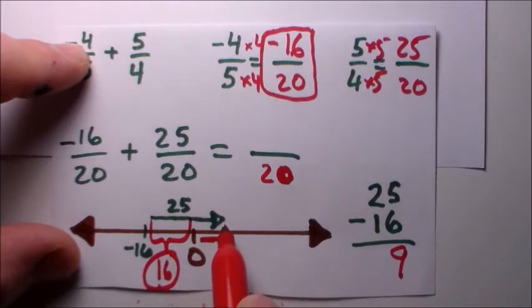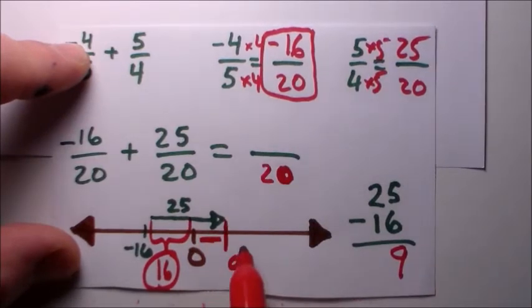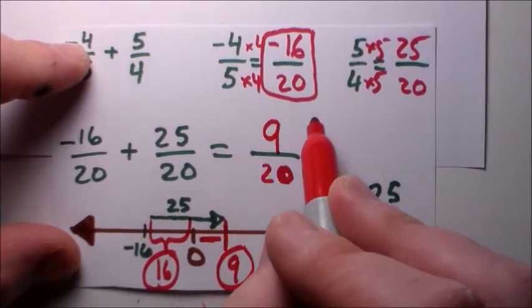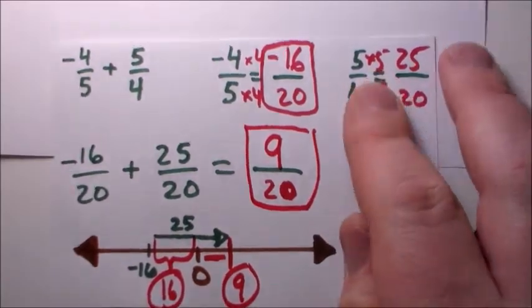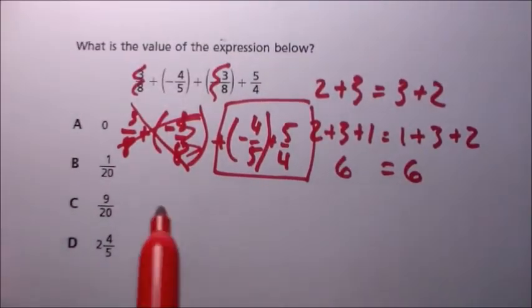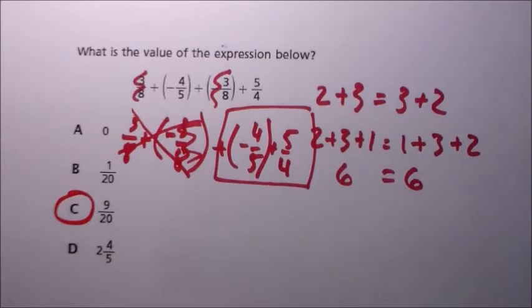We have 9 left to go positive, so that'll end up at positive 9, and our answer is going to be 9/20.